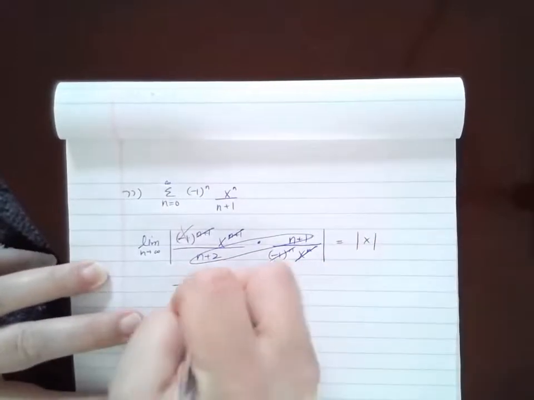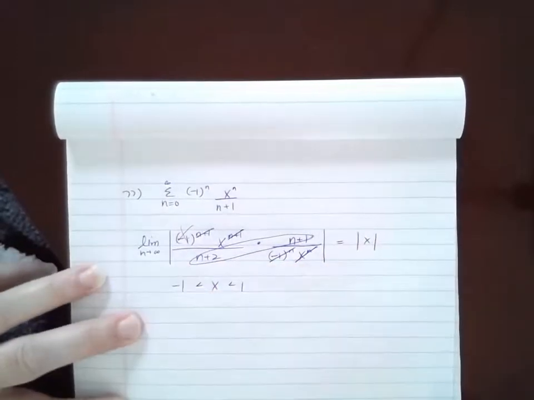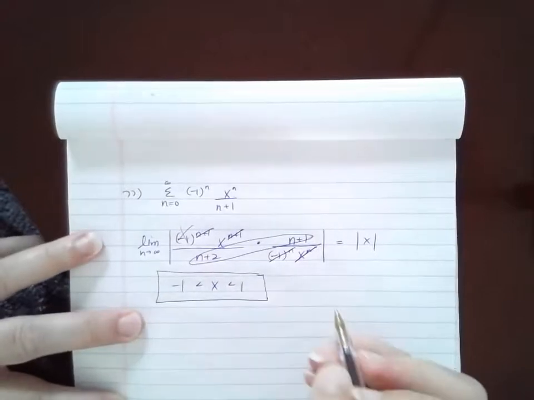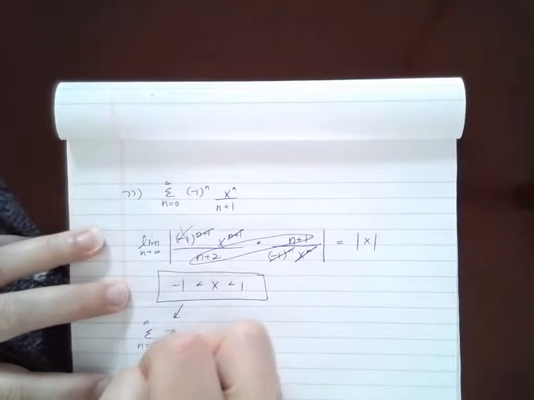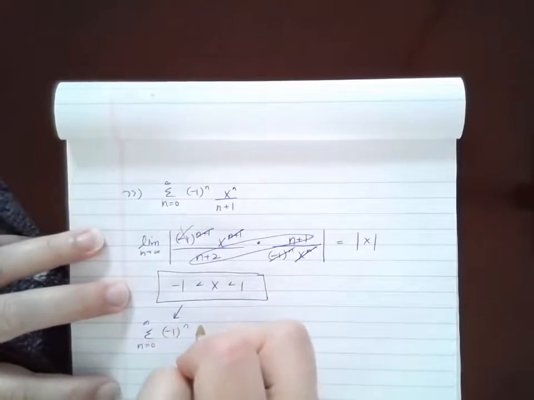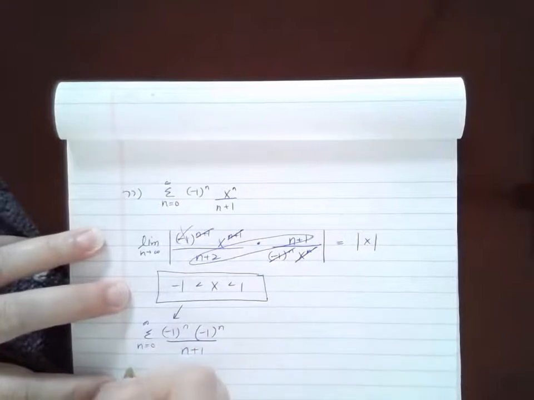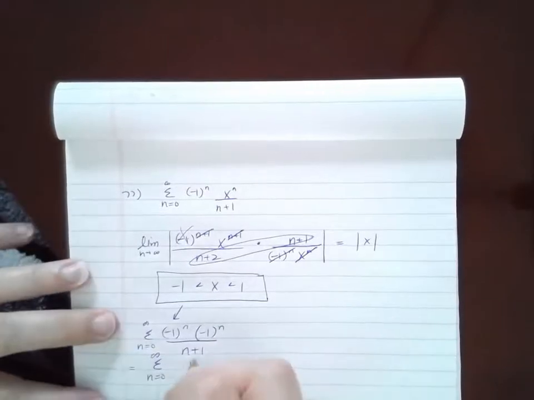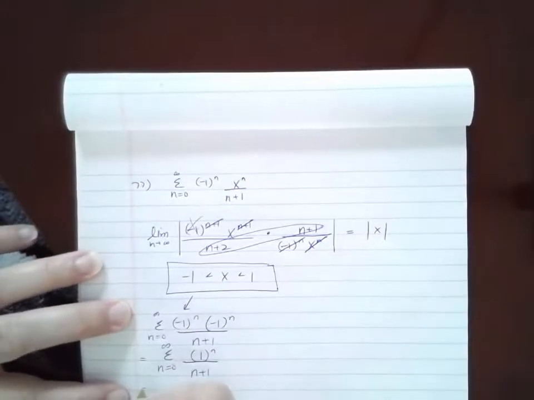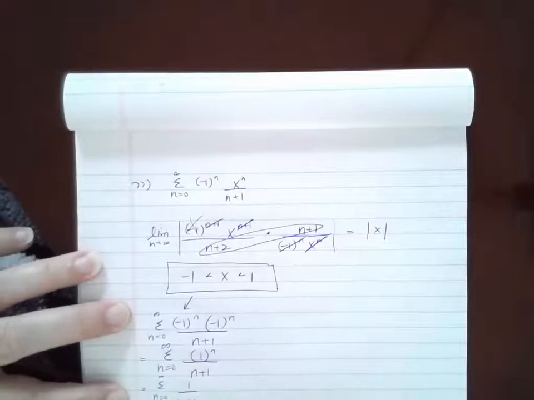If I bound it between -1 and 1, there's my interval, but I need to check my endpoints. So what would happen if I plugged in -1? What kind of series would I be looking at? Well, -1 times -1 is a +1, so when I squeeze those together, it's 1^n over n plus 1, or rather just 1 over n plus 1.